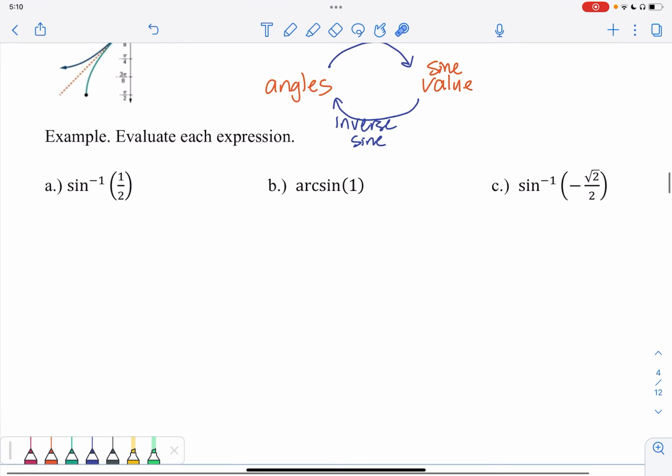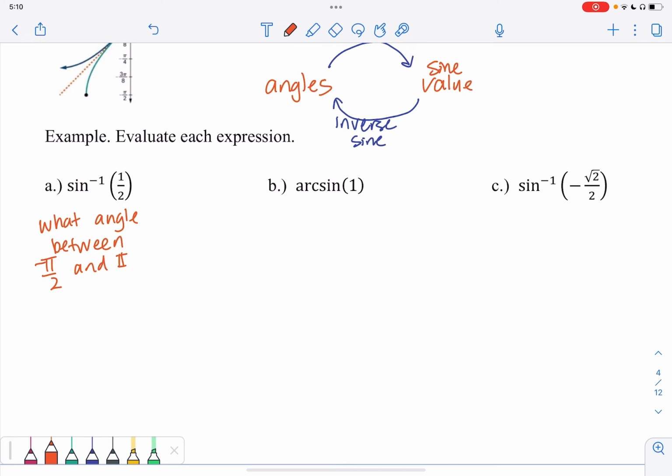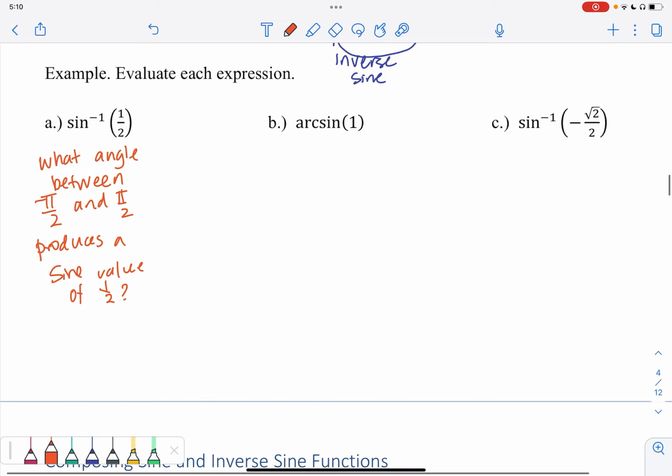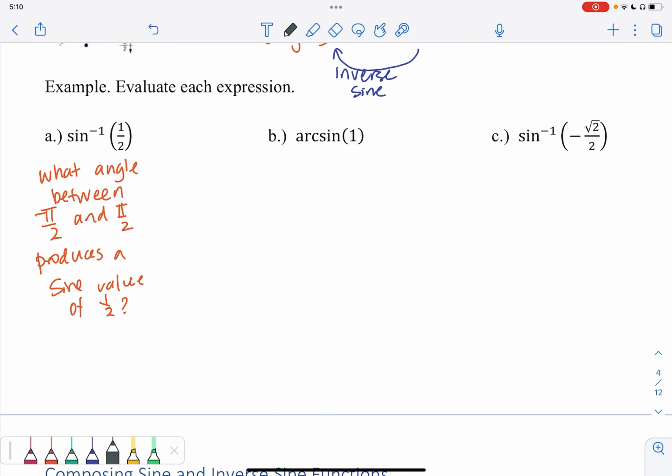So now we're going to evaluate each expression, which are just using inverse sine functions, and we just want to get used to it. So sometimes it helps to write out the question. So sine inverse of 1/2, what is this really asking? This is really asking, what angle between negative pi over 2 and pi over 2 produces a sine value of 1/2?